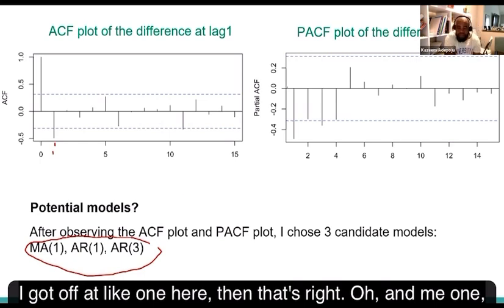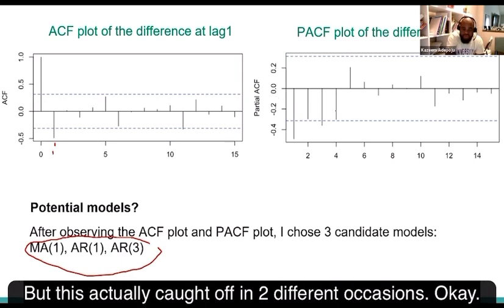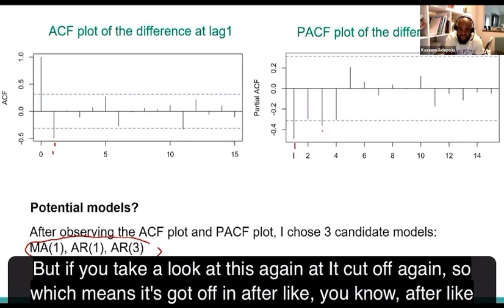But when you take a look at the PACF plot, when a partial autocorrelation function plot cuts off, it indicates an autoregressive model. But this actually cut off on 2 different occasions. The first cutoff is at lag 1, and immediately after lag 1, every other one falls within 0. But at lag 3, it cut off again. So it cut off after lag 1 and after lag 3. That is why we have AR1 and AR3.